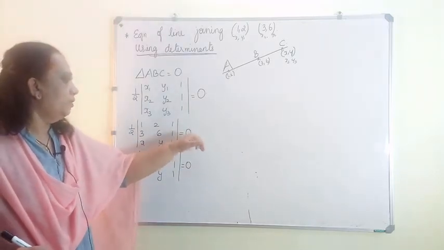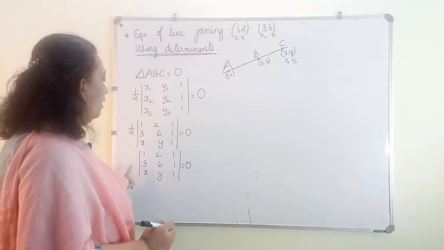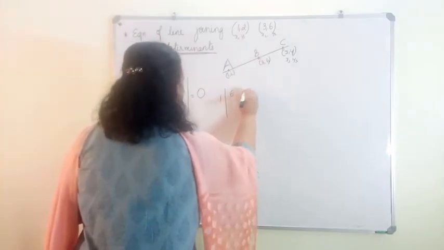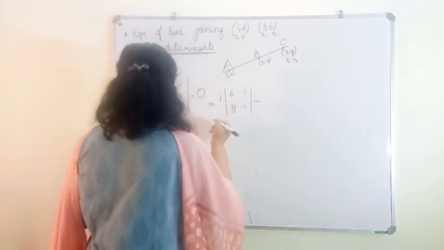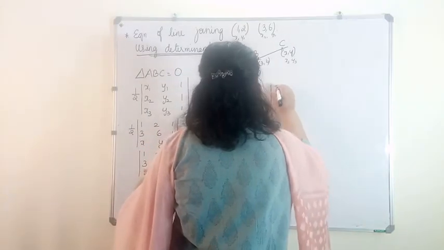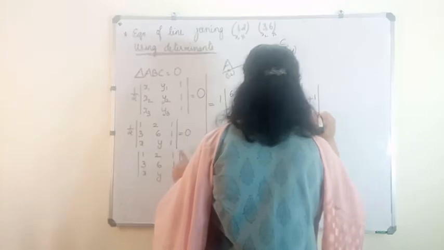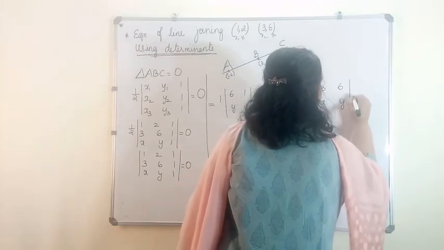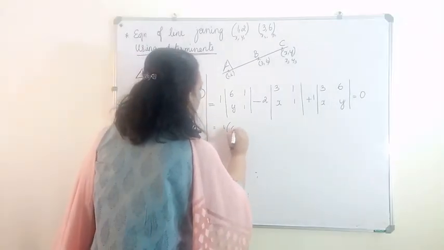1 by 2: the 2 goes to the numerator, 2 into 0 is equal to 0. But you can expand it because it's a 3 by 3 determinant. 1 into determinant 6 1 y 1, minus 2 into determinant 3 1 x 1, plus 1 into determinant 3 6 x y is equal to 0.